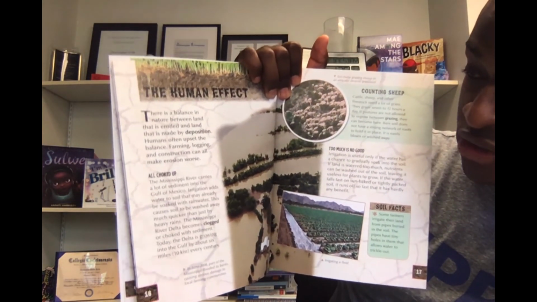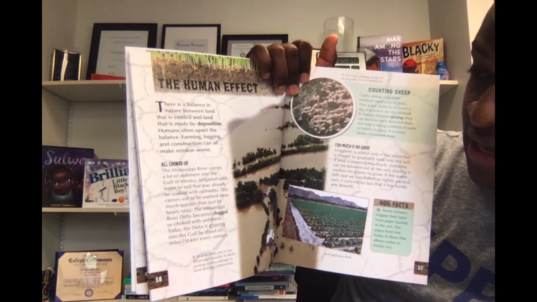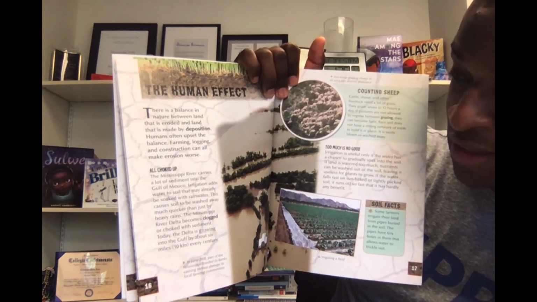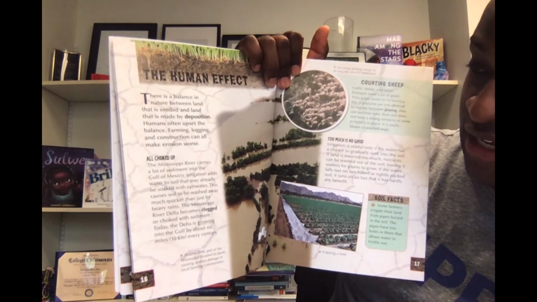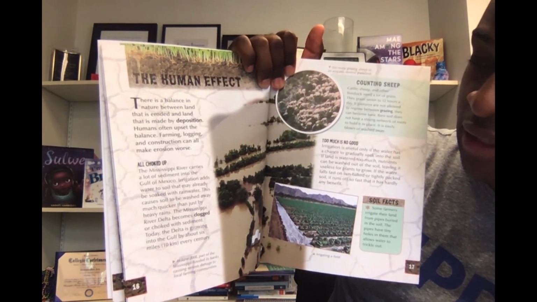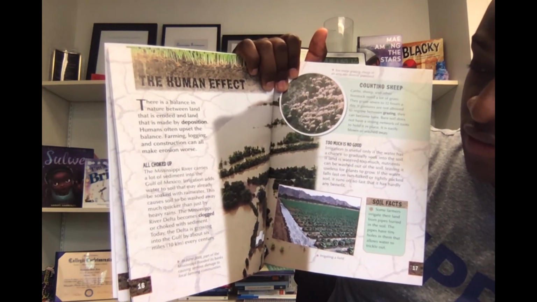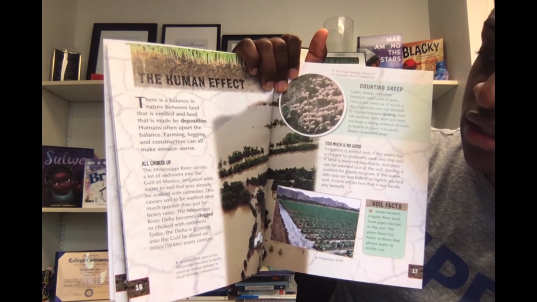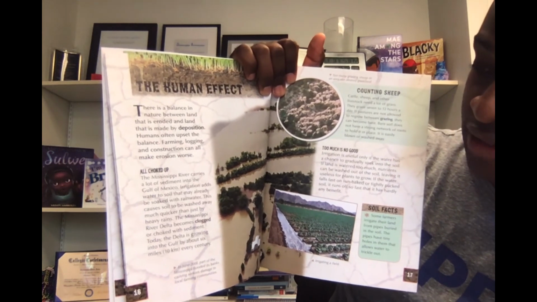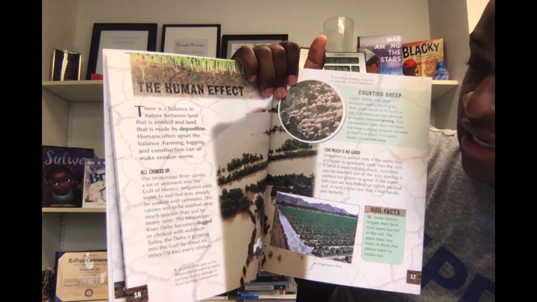Irrigation adds water to the soil that may already be soaked with rainwater. This causes soil to be washed away much quicker than just by heavy rains. The Mississippi River delta becomes clogged or choked with sediment. That means too much in there that it can't pass through.